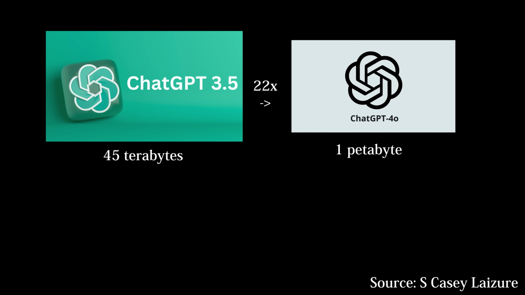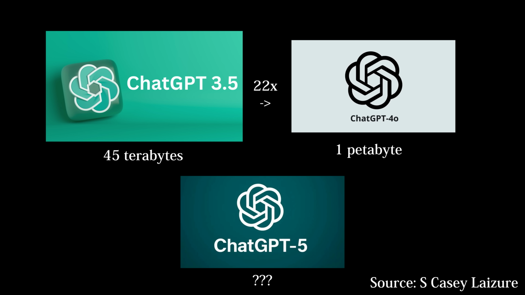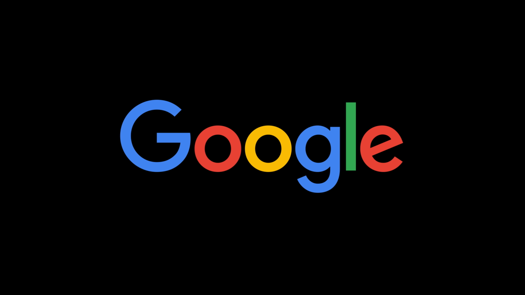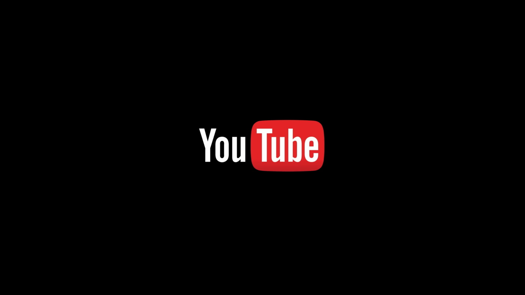ChatGPT 3.5 was trained on 45 terabytes of data, ChatGPT 4 was trained on 1 petabyte of data, and we don't know how much was fed into ChatGPT 5, but it's reasonable to assume it's a big number. Other companies don't have to go to such lengths to obtain that data, such as Google. They just already have all of your data, every email ever written, every YouTube comment ever commented.